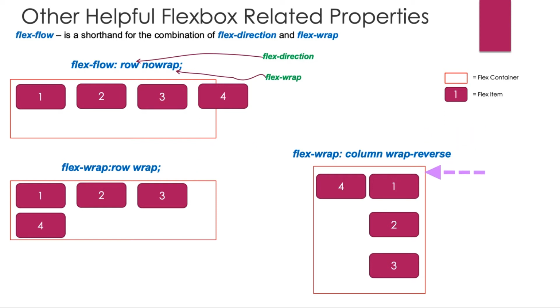And here we have, in this last example, column for our flex direction, so it's going to go north to south, and wrap-reverse, with the more recent items wrapping to the left. If it wasn't reverse, they would wrap to the right. So they would build left to right. Instead, they're going to build right to left with the reverse property.